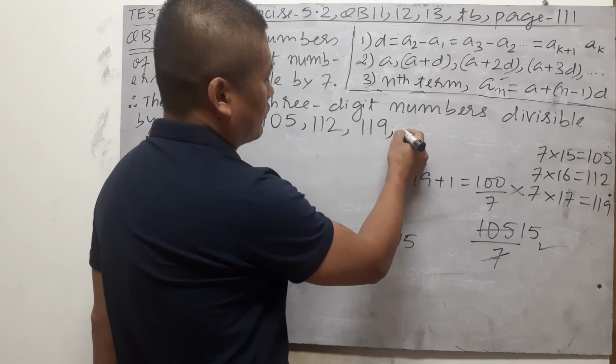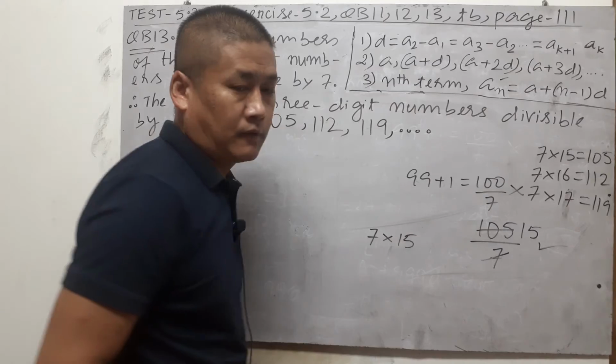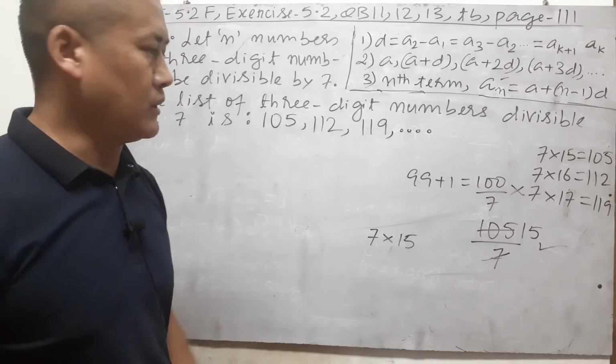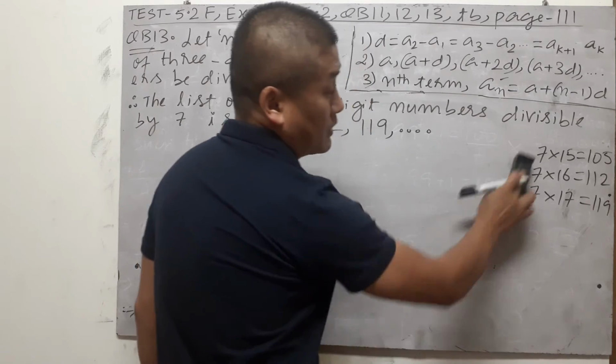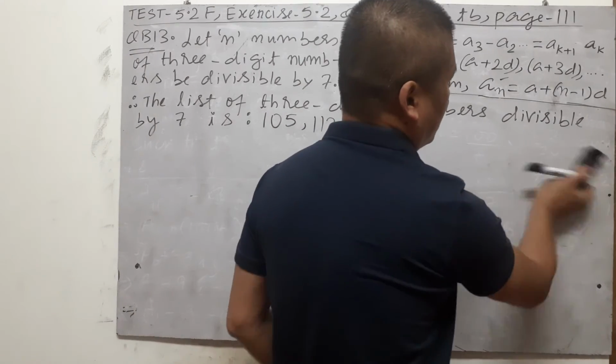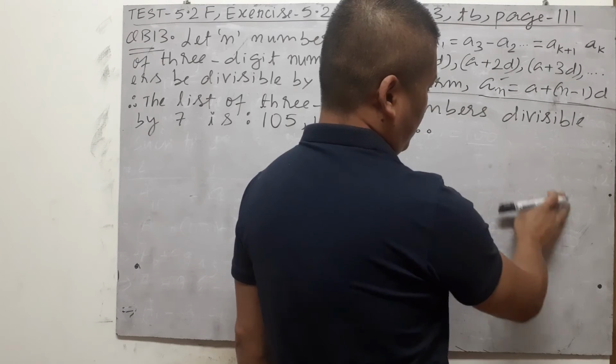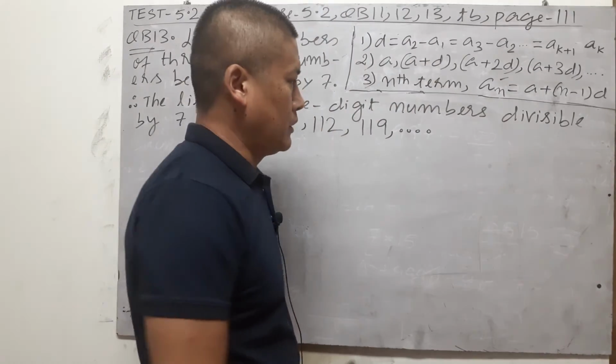Then you can just put comma and dot, dot, dot, and let us find the last, or the biggest, 3-digit number divisible by 7. For that, please write these things in your notebook, because it will help you. What is the smallest 3-digit number or 4-digit number?